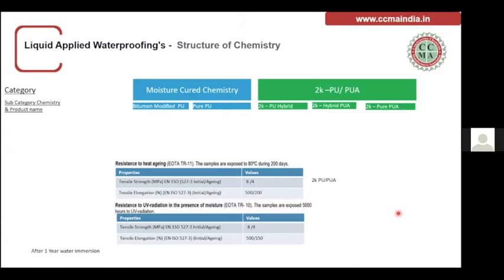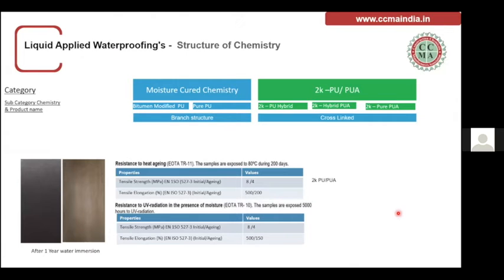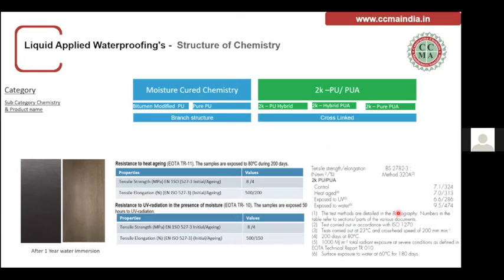So I'm giving you one of the examples to compare a single component chemistry with a two component chemistry. Many of the single component chemistries, which are very rich in acrylics, are a very good example: if you submerge the waterproofing membrane for a very long duration, maybe for a year, you see there is a color change. Something like this, the picture on your left. There is some testing which ETA is doing.